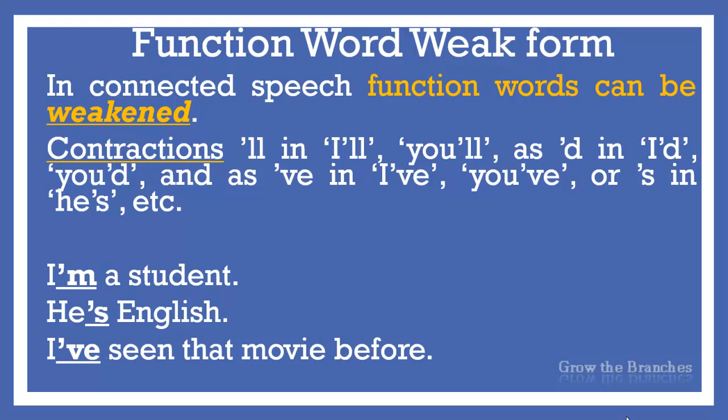Sometimes weak forms are easily identified. One example of weak forms is the contracted form of auxiliaries in spelling. Some of these contractions typically include what is abbreviated as follows: I'll, I've. For example, I'm a student, he's English, I've seen that movie before, etc. Can you think of other examples? Can you put them into sentences? Pause the video and try to produce a few examples.